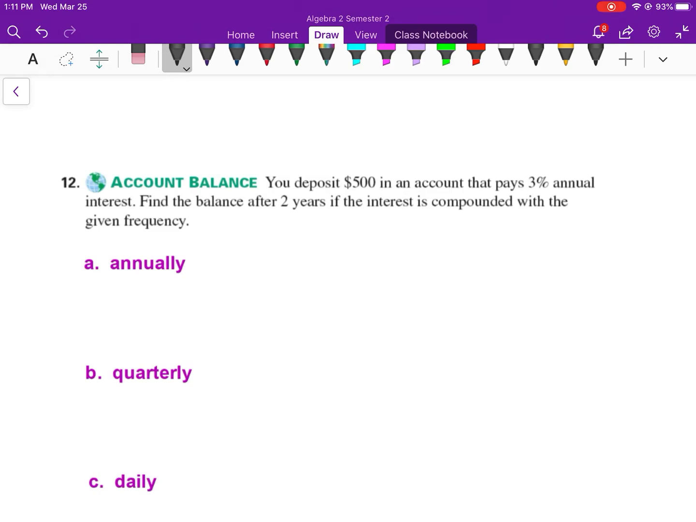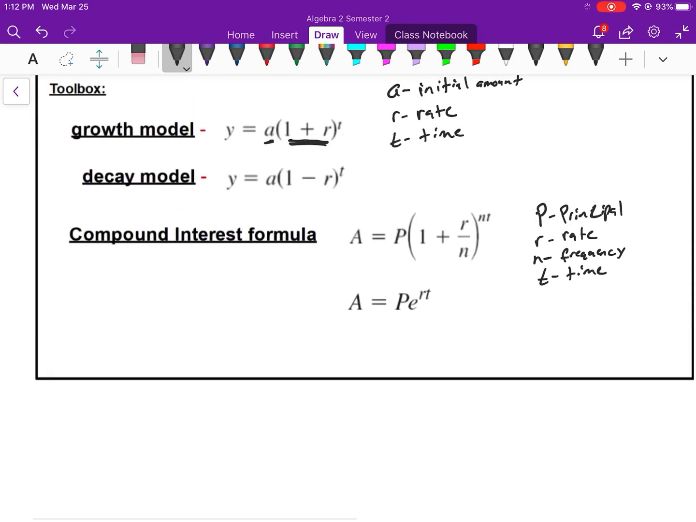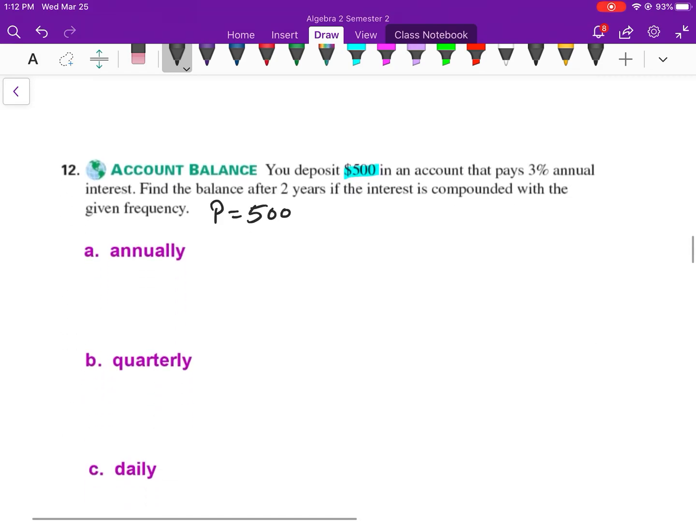So if we look, you deposit $500 in an account. Okay, right there, there's our principal. We got a P value of $500. And the fact that we're talking about an account, that tells us we're going to be using that compound interest formula. And it's just a matter of what one we're going to use in this case. Okay, so we have a principal of $500.